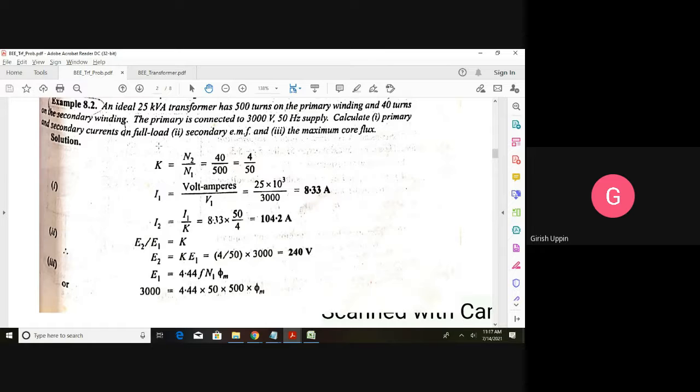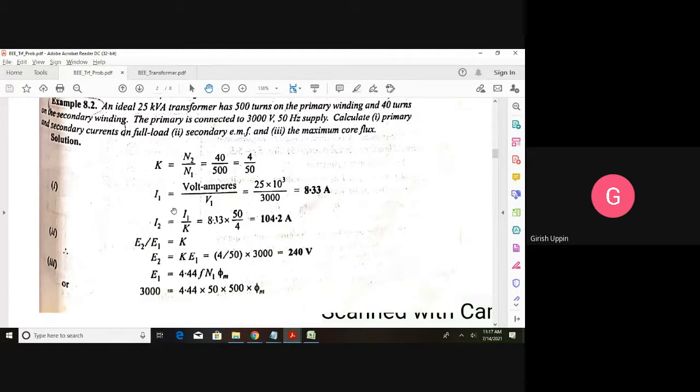Similar to the earlier case, the transformer will be loaded to 25,000 VA, and we are going to say V1 I1 is equal to V2 I2 is equal to 25,000, and we will find I1 and I2. First one is finding the K, voltage transformation ratio, N2 by N1. Both are known. That is 40 by 500, 4 by 50. Now, how do we get I1? At full load, V1 I1 is equal to 25,000, or I1 is equal to volt ampere divided by V1, that is 25,000 divided by 3000. We get 8.33 amperes as the full load primary current.